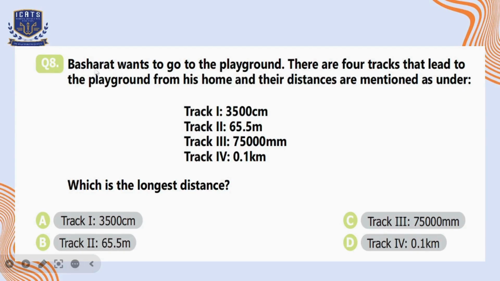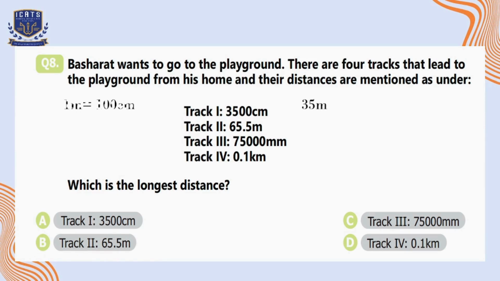Question number 8. Bisharat wants to go to the playground. There are 4 tracks that lead to the playground from his home and their distances are mentioned as under. Which is the longest distance? To find out the longest distance, it's better to write all the given measurements in the same unit. So let's convert the given measurements into meters here.